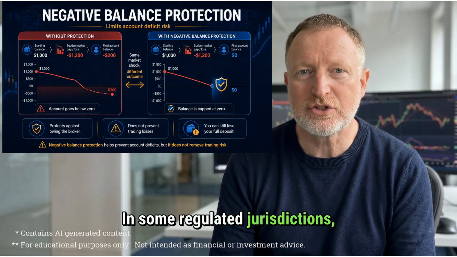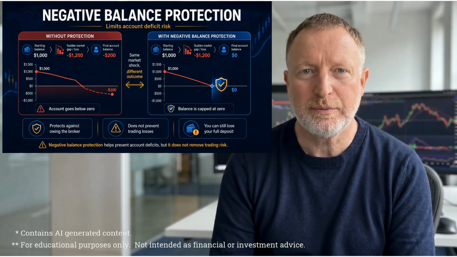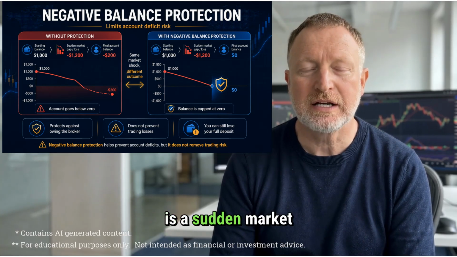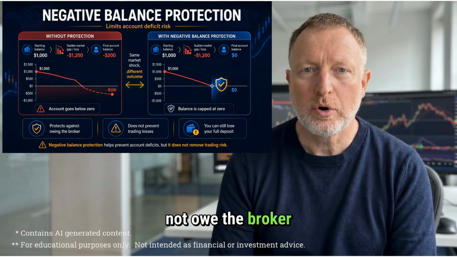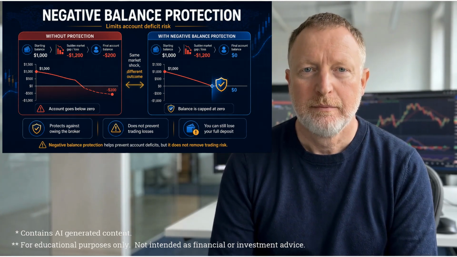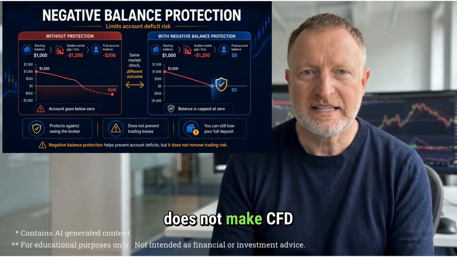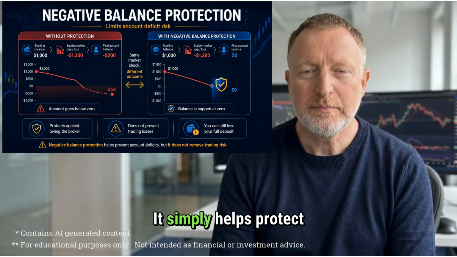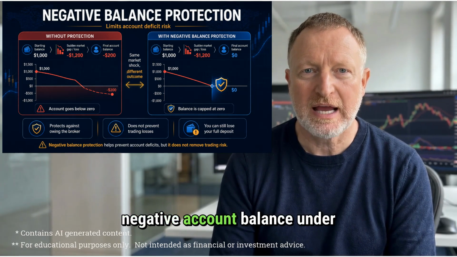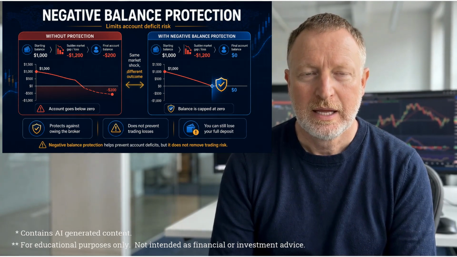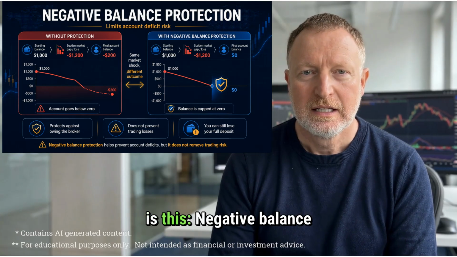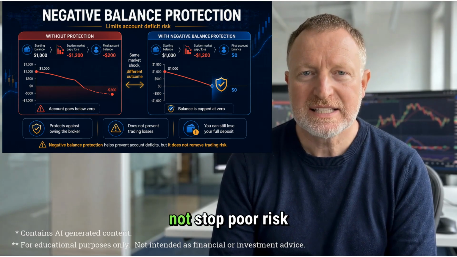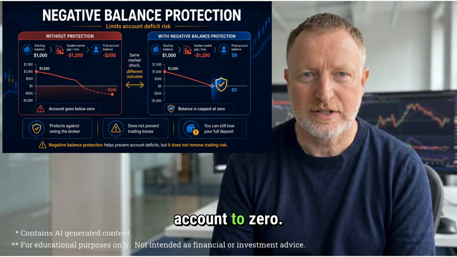Another important concept is negative balance protection. In some regulated jurisdictions, retail clients are given protection so that their account should not fall below zero. That means if there is a sudden market move, the trader should not owe the broker more than the funds in the account. But negative balance protection does not make CFD trading safe. It does not stop you from losing your account balance. It simply helps protect against going into a negative account balance under certain conditions. So the right way to think about it is this: negative balance protection may stop the account from going below zero, but it does not stop poor risk management from taking the account to zero.